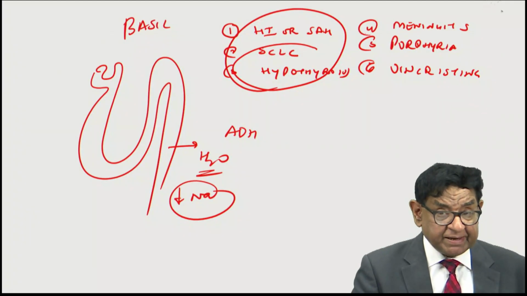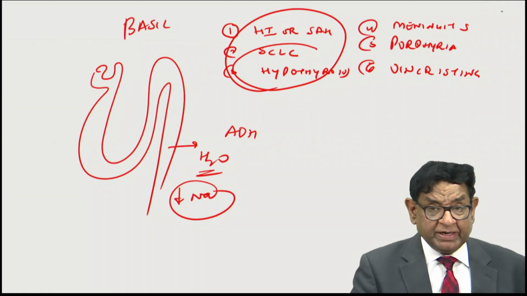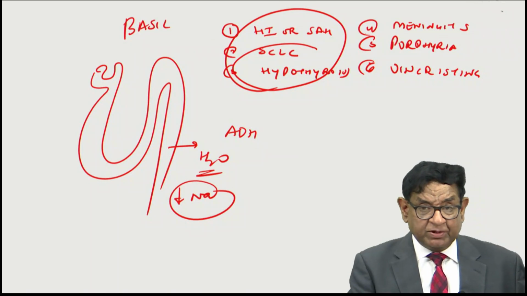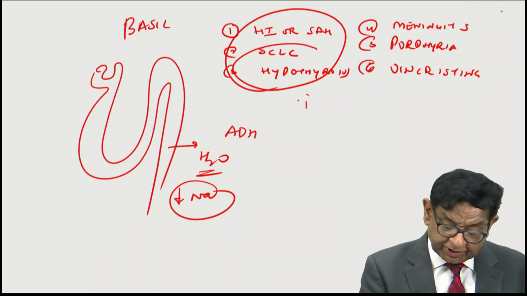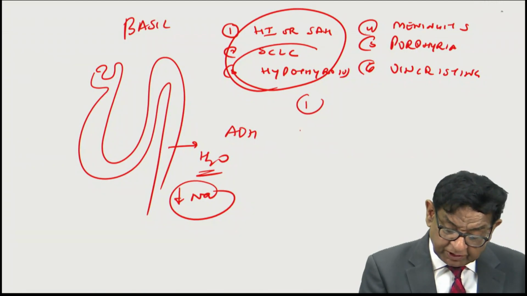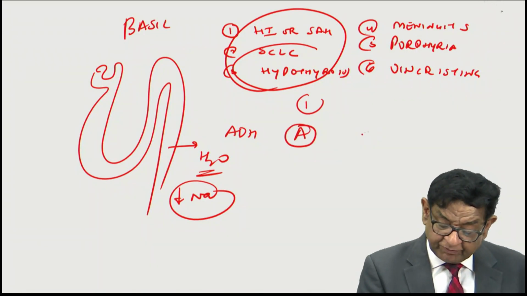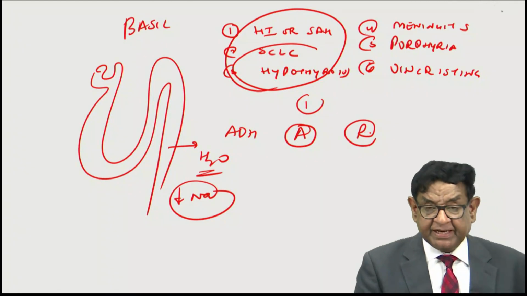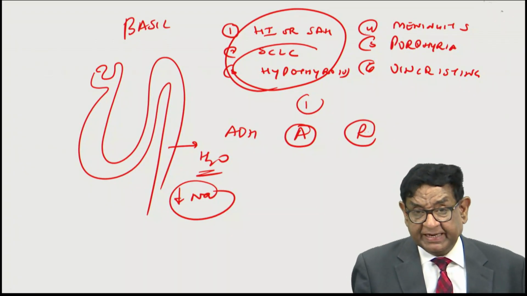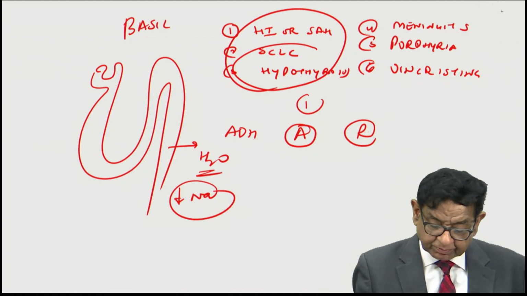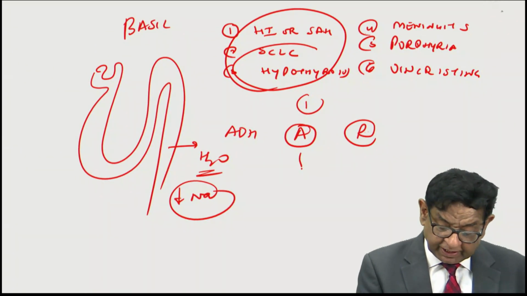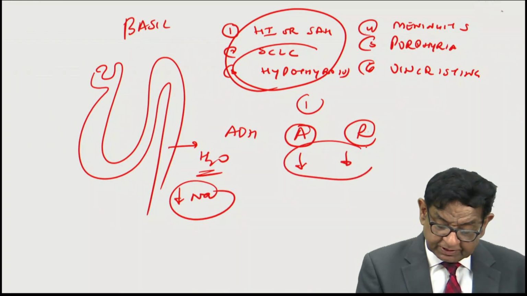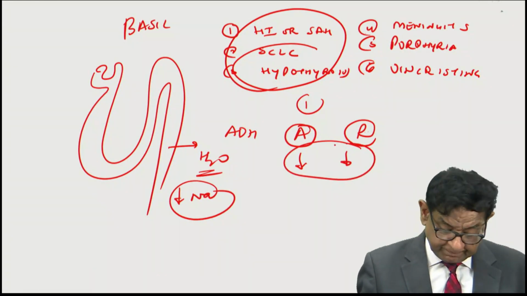And now rank number 1 question. Write down what happened to renin and what happened to aldosterone level in this case. R for renin, A for aldosterone level in SIADH. Write down the answer. Well, both are reduced. This is a rank number 1 question.